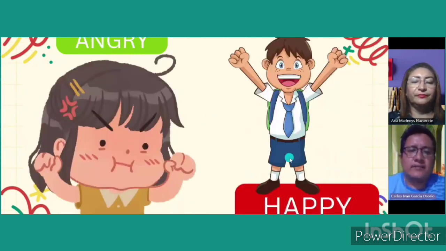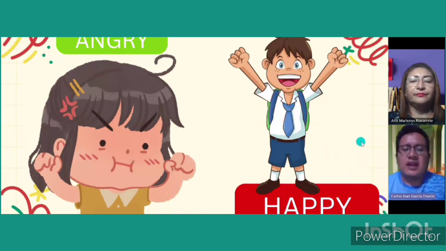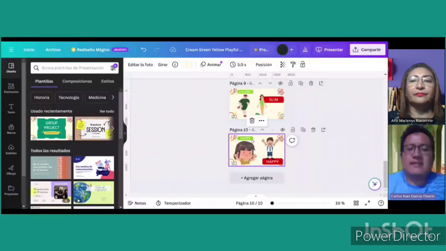Also, we have here some expressions that we can use to describe a person. For example, the girl is angry, the boy is happy, and the teacher can ask students to do the same action that the picture demonstrates here. Now my classmates will continue with the demonstration.